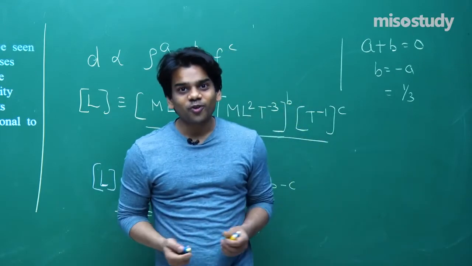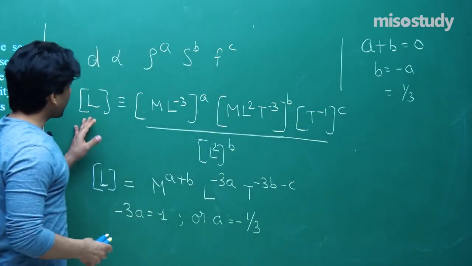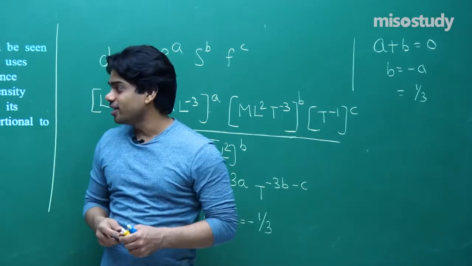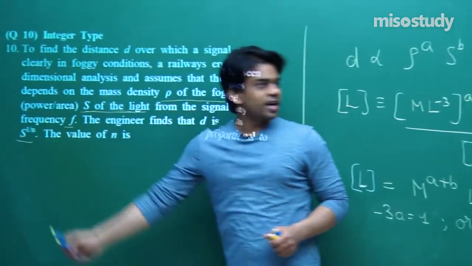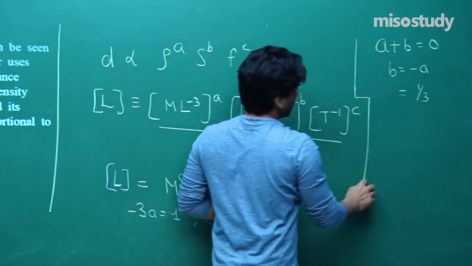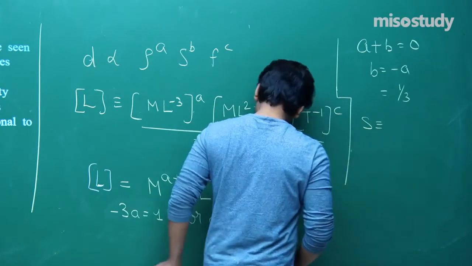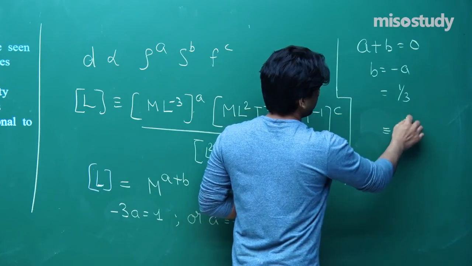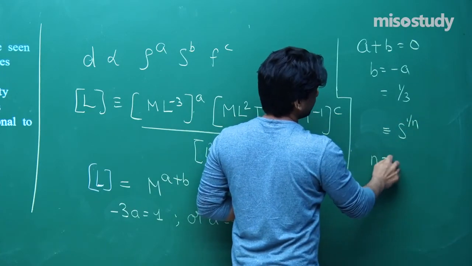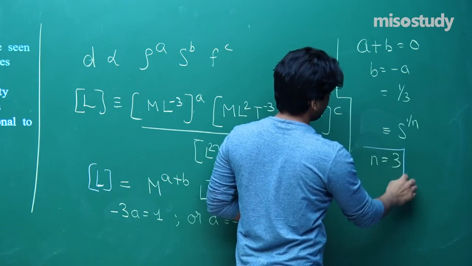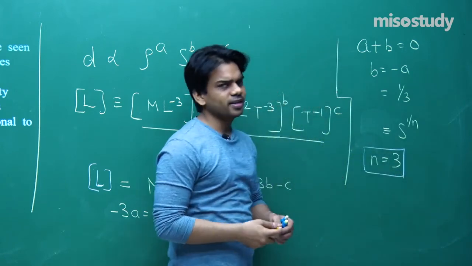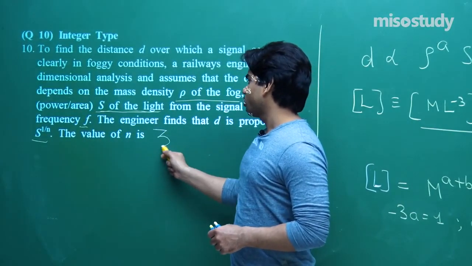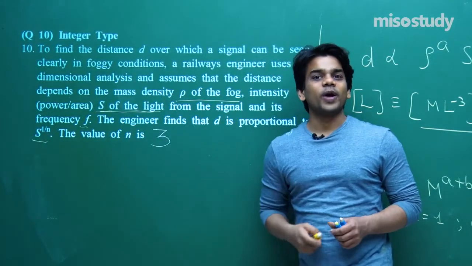Now B is the power for the intensity S. So S power B, so we got how it is related, that is actually S power 1 by 3, and here we are given that S is power 1 by N. If you compare S power 1 by N with this, N will come out to be 3. Because B is equal to 1 by 3, and S is power 1 by N, you will get N equals 3. The value of N for this integer type question is 3. That is the bubble you have to mark.